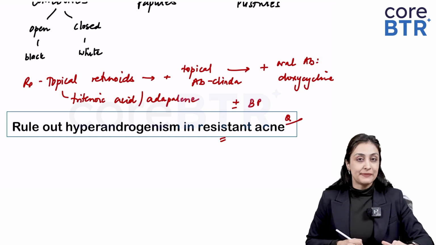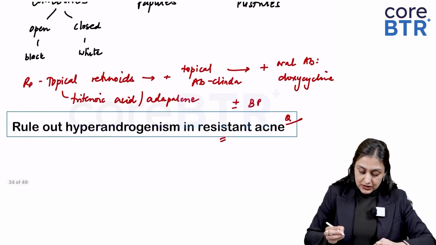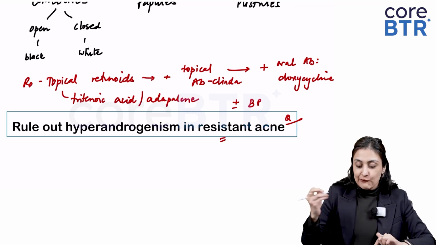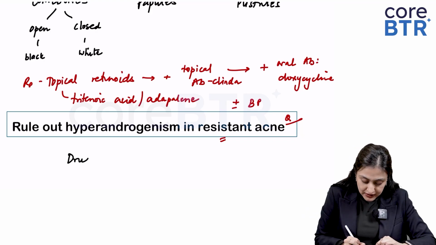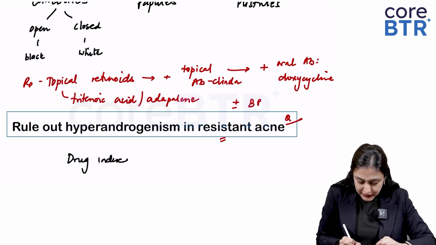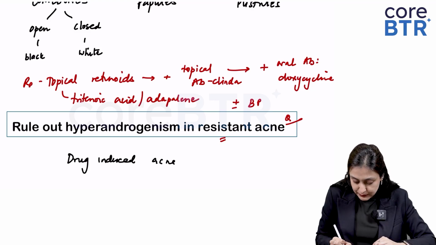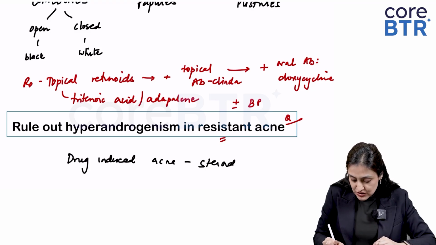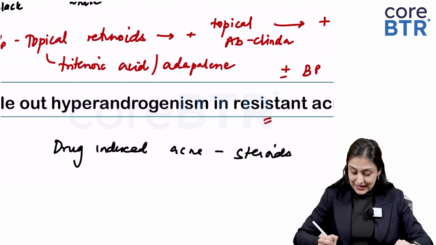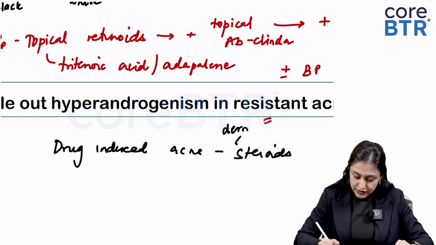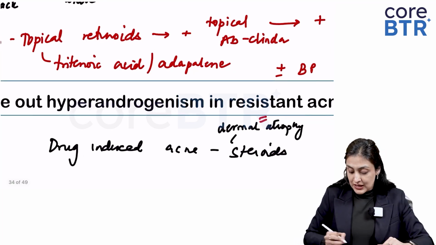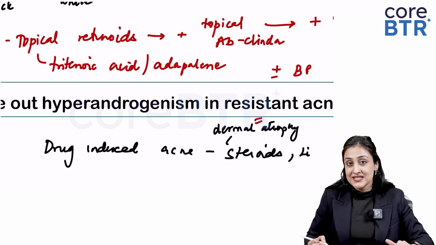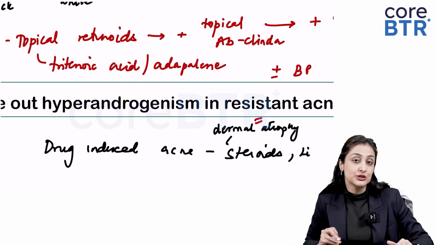This is a PYQ. Apart from that, two DDs now for acne. One is rosacea, which I will deal with, and the second one is drug-induced acne. So drug-induced acne, common culprits include steroids. So steroids can lead to drug-induced acne. Steroids can also lead to dermal atrophy. So both of these are PYQs. Even lithium we have seen can aggravate any skin condition including acne.